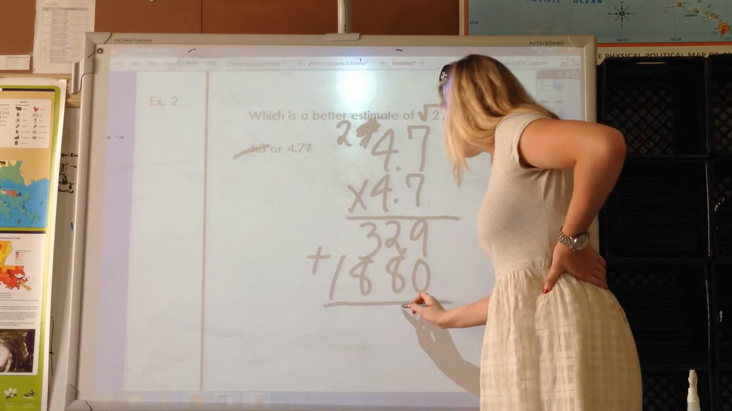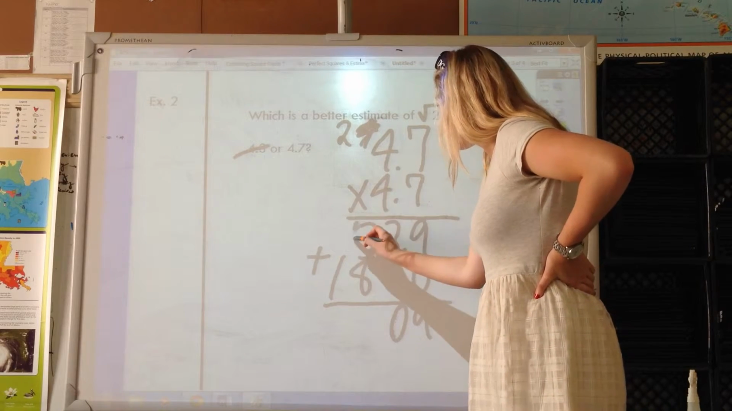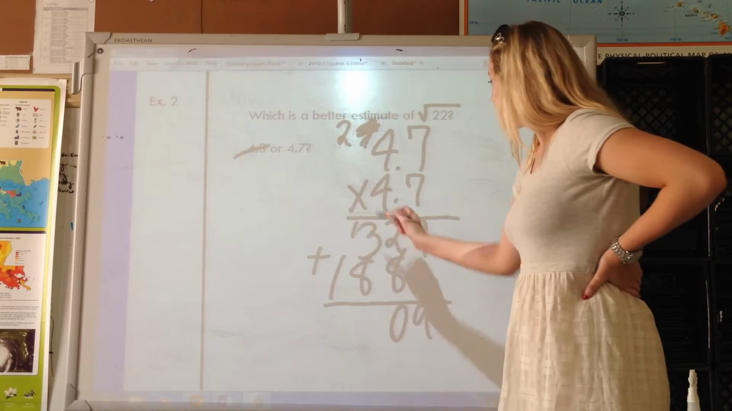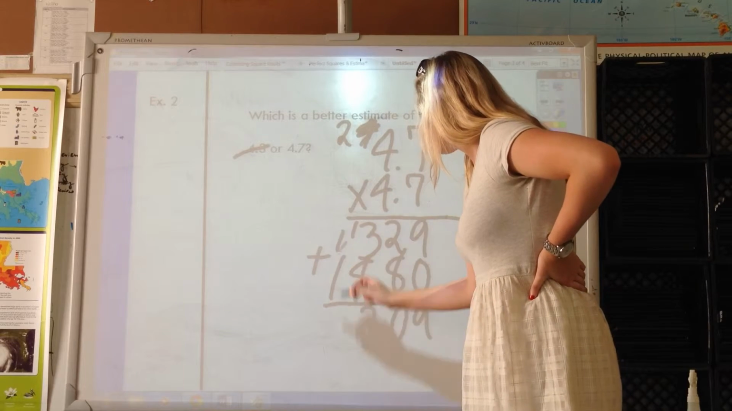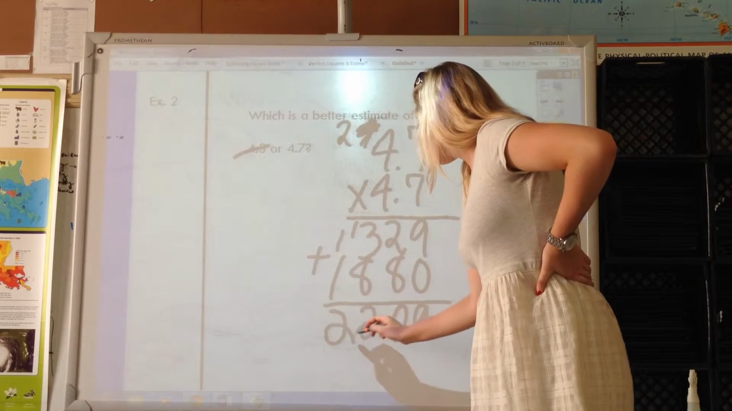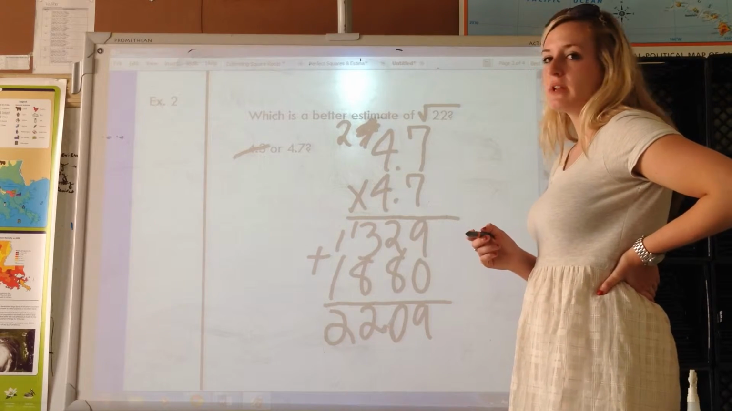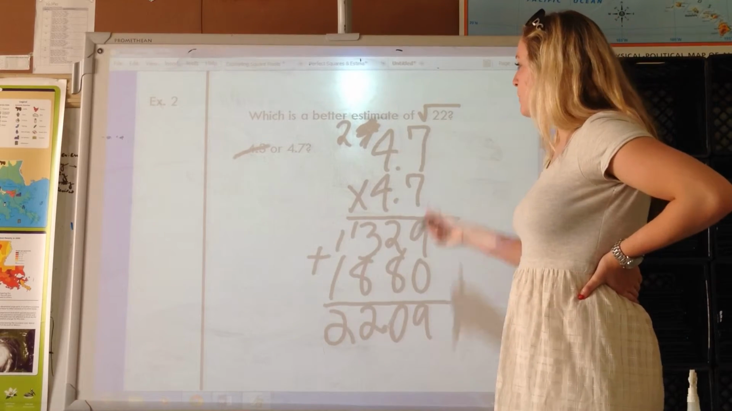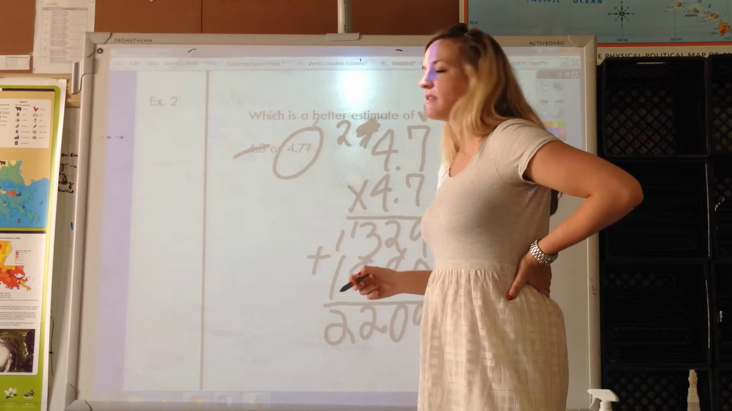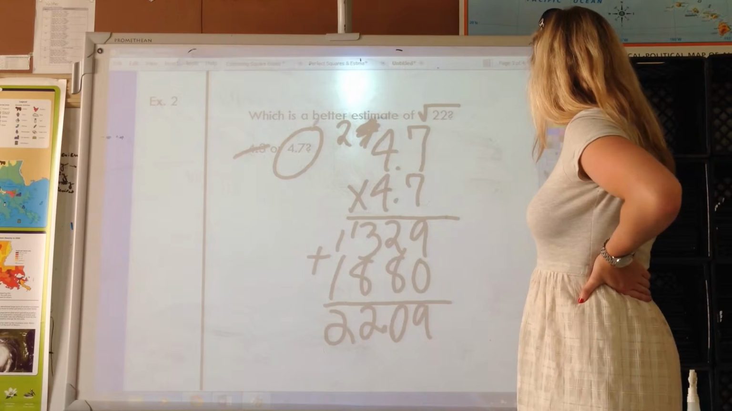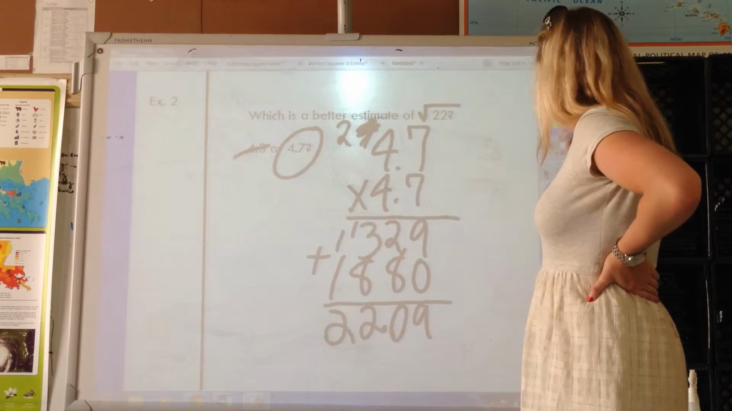9. 10. Carry my 1. 8 plus 3 is 11. 12. 22.09. That is pretty darn close to 22. So 4.7 is my answer. My pen is your pen. Make sure you have all of that written down.